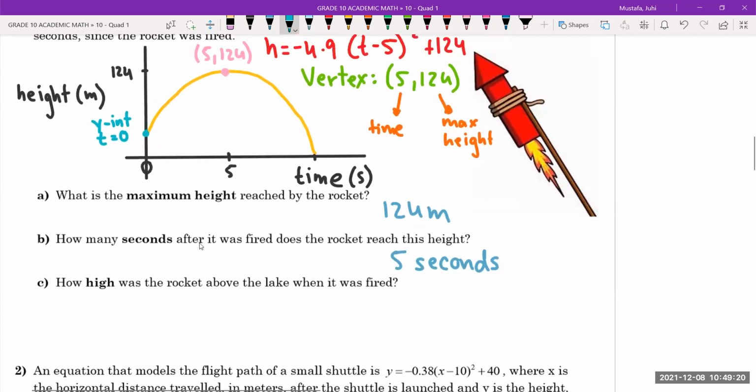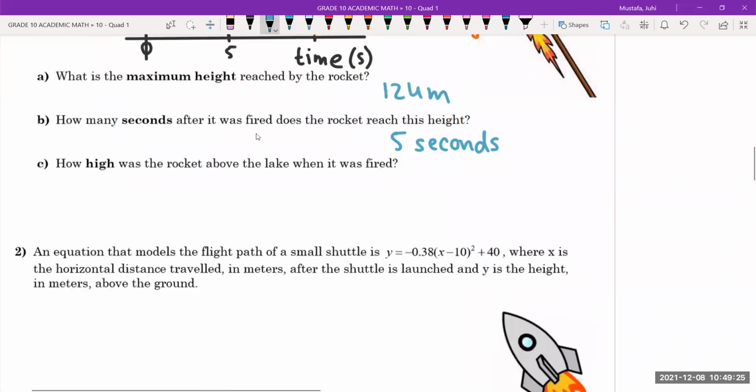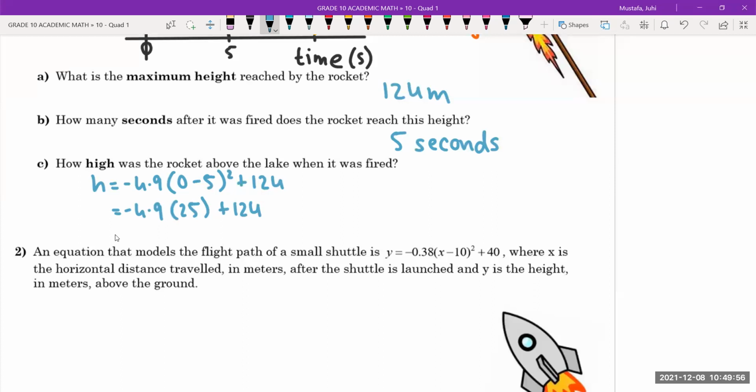Okay, so here is where we go back to our equation and we write it down, and then we do a couple of calculations. So it's going to be h is equal to negative 4.9. My t is going to be 0 because in this question, your t is essentially your x. And now you're just going to solve this, and it's going to tell you what the height is that it was initially fired at. So negative 4.9, 0 minus 5 is negative 5. Negative 5 squared is 25, plus 124.